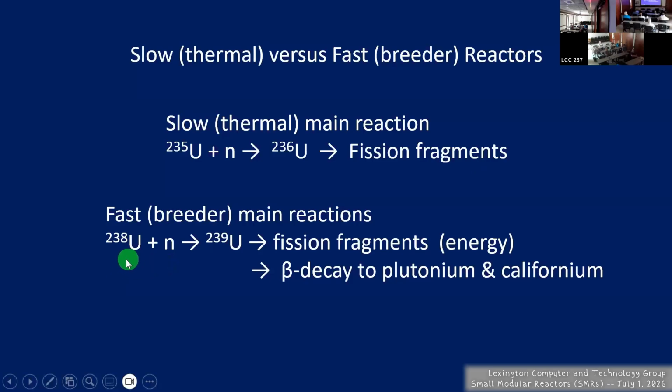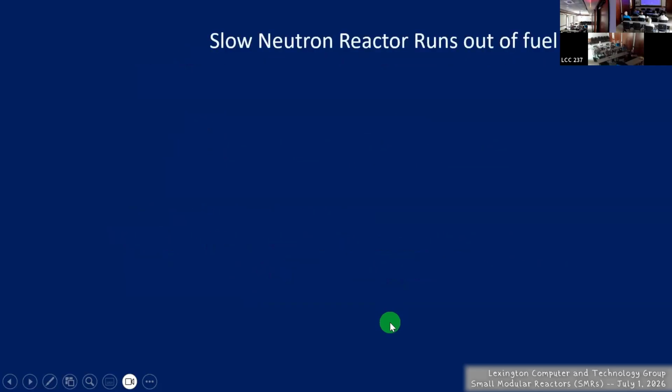Fast breeder reactors use cheap U-238. You bombard it with a neutron. Where do you get that neutron? You get it from plutonium, which came from the beta decay of uranium, and that's one source, or californium, which has a very short half-life and has spontaneous fission, as does U-239. So you get beta decay from the plutonium, and that's where you get the neutrons. But you get fission fragments. I'm going to show you in more detail because it's kind of hard to understand.